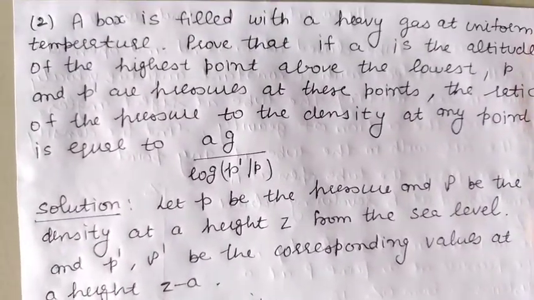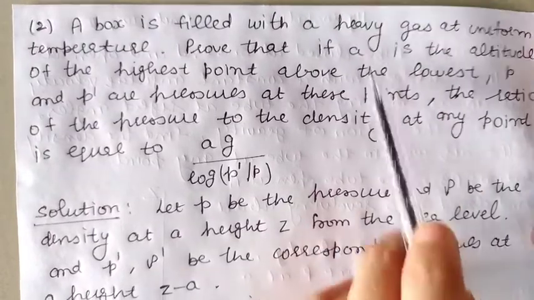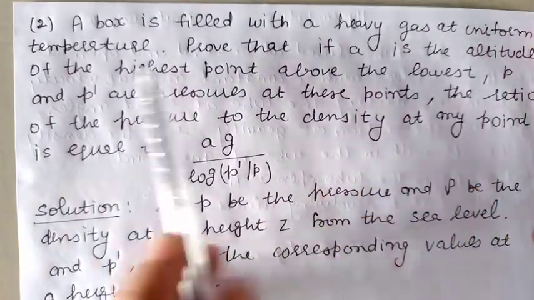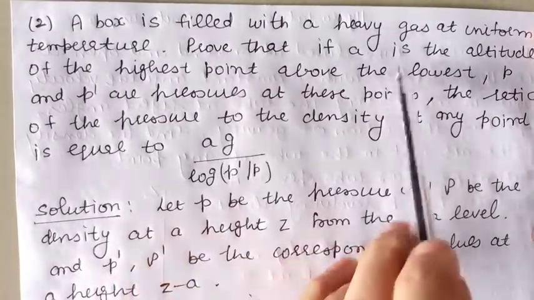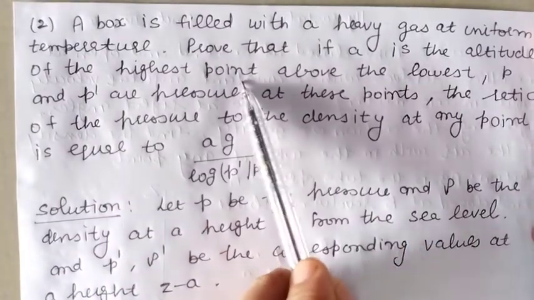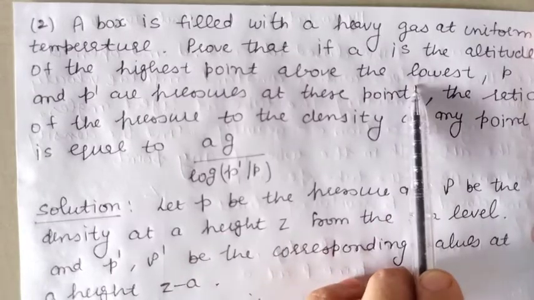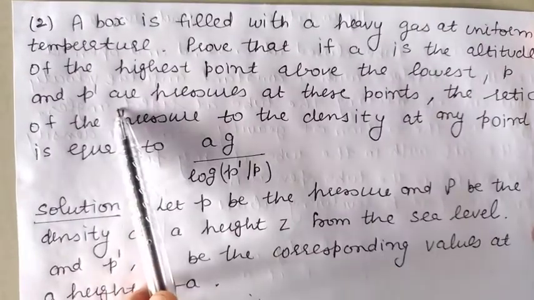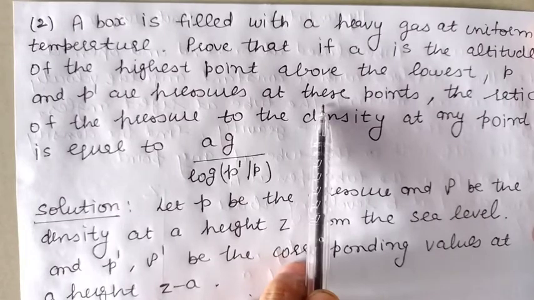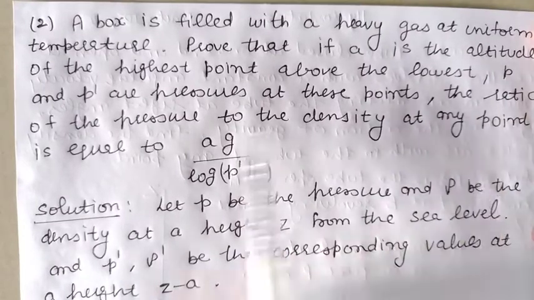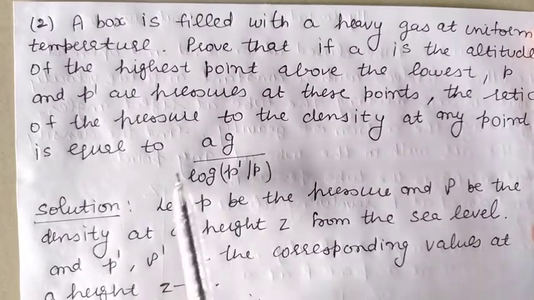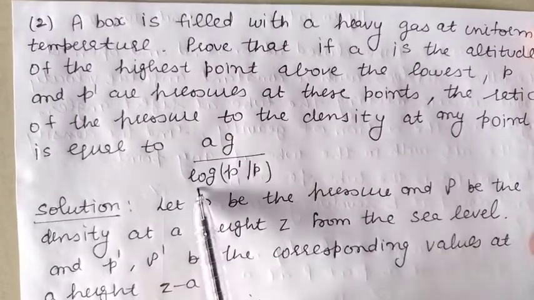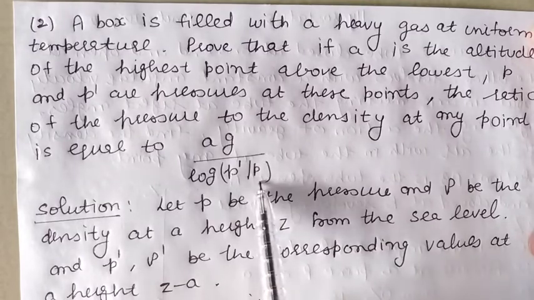Now our next problem is: a box is filled with heavy gas at a uniform temperature. We are to prove that if A is the altitude of the highest point above the lowest, P and P dash are the pressures at these points, then the ratio of pressure to density at any point is equal to Ag upon log of P dash by P.